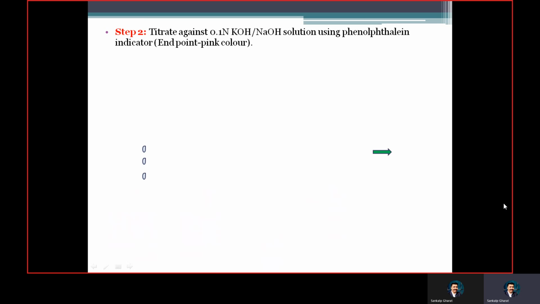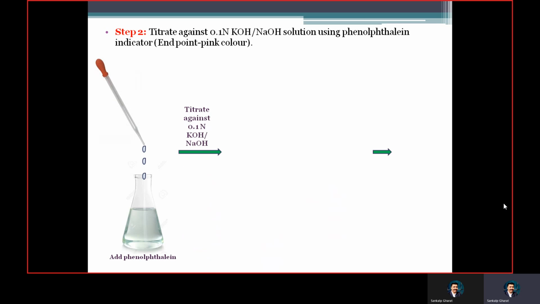So once the stearic acid is dissolved, now we would be adding phenolphthalein as an indicator into the conical flask, and now we would be titrating this against 0.1 normal KOH or 0.1 normal NaOH. So we'll be filling the burette with 0.1 normal KOH or 0.1 normal NaOH, and we would be titrating this against the solution of stearic acid which you have received.